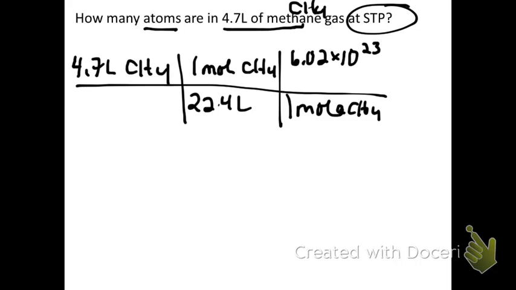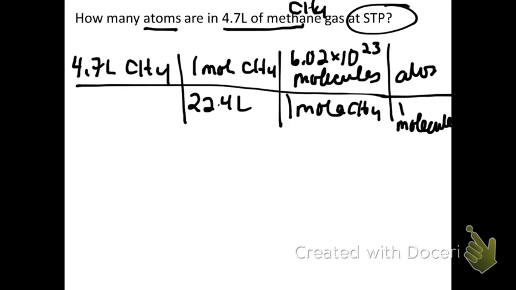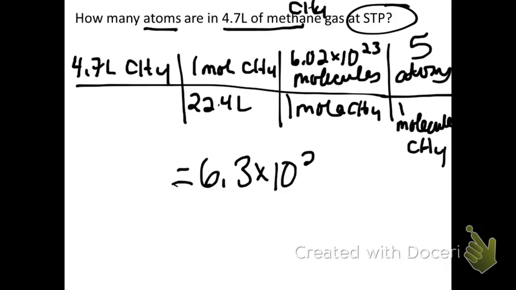Now, CH4 is covalently bonded. It's got all nonmetals. So the word you fill in is the molecule. It doesn't matter if you want atoms. You can't just fill in atoms. You have to fill in the appropriate term. Your job is to take it a step further and go from the molecule to atoms. So when you look at a molecule of CH4, how many atoms do you see? 1 C, 4 H's, that means there's 5 atoms. Run it through your calculator, paying attention to significant figures, and I end up with 6.3 times 10 to the 23rd atoms.